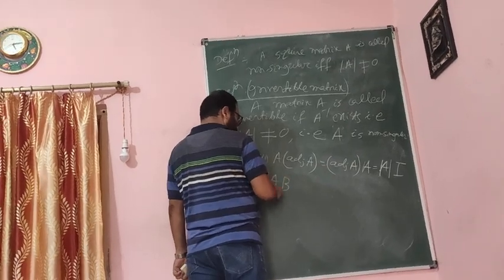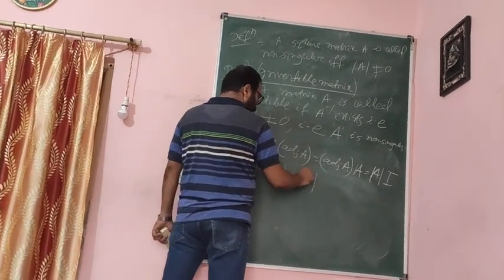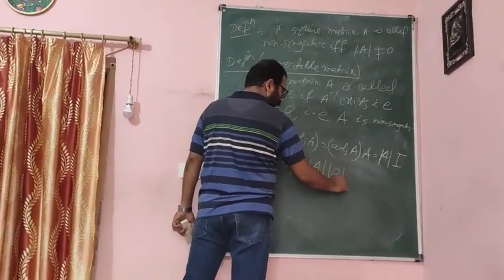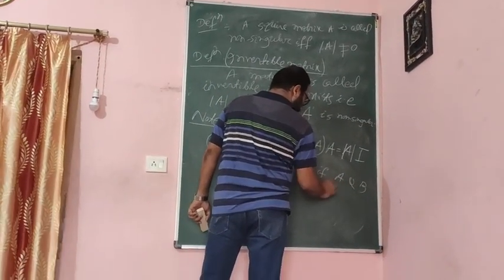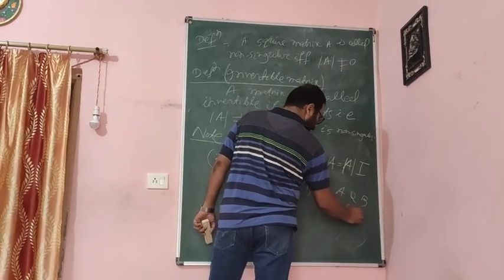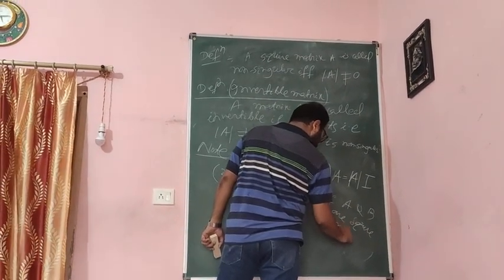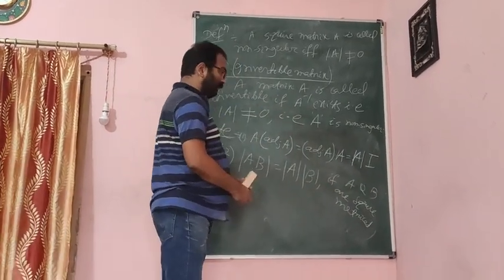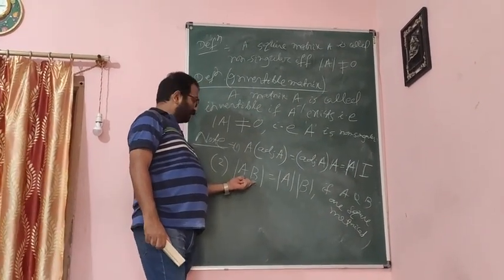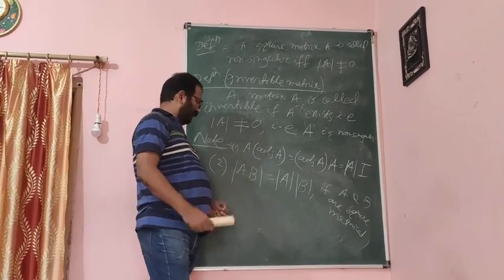Note 2 is: the determinant of AB equals the determinant of A into the determinant of B, where A and B are square matrices and the product AB is possible. The product of A and B must be possible, otherwise you cannot find it.